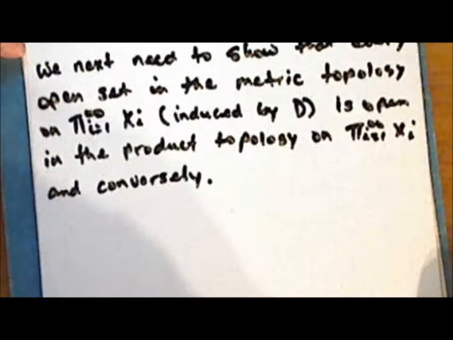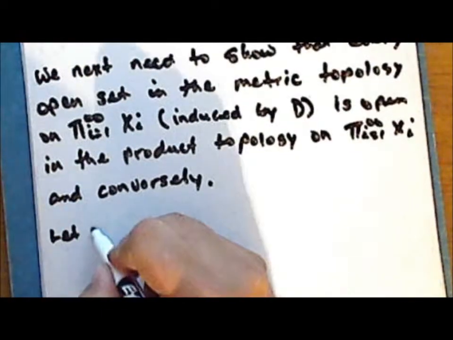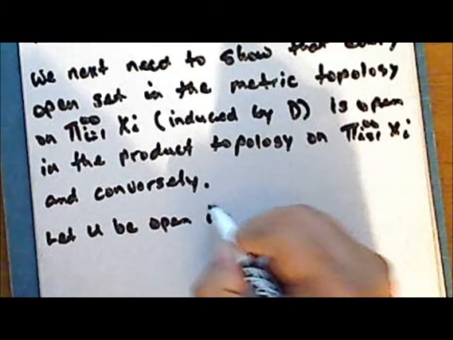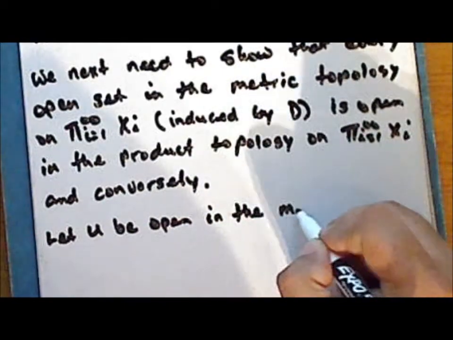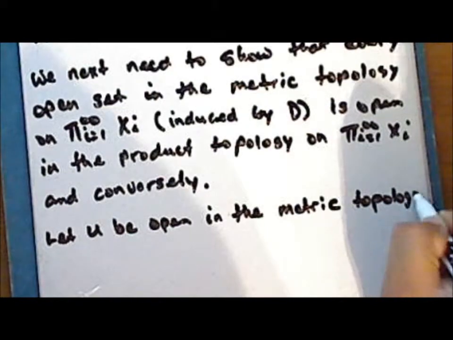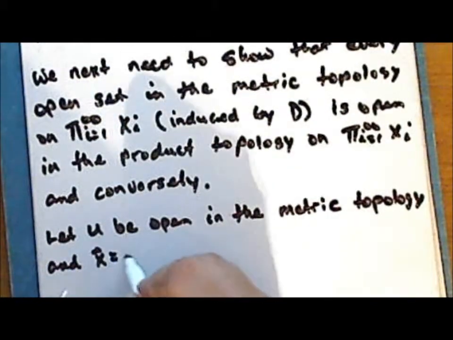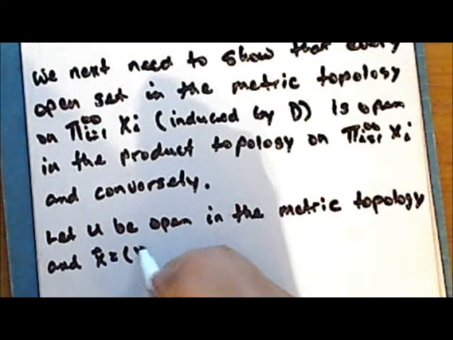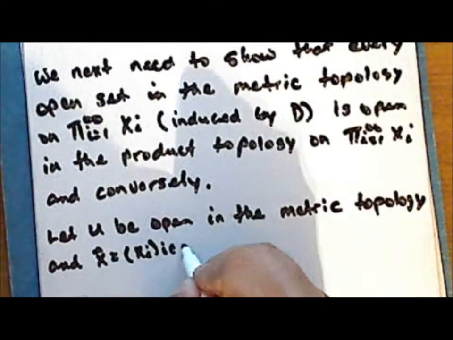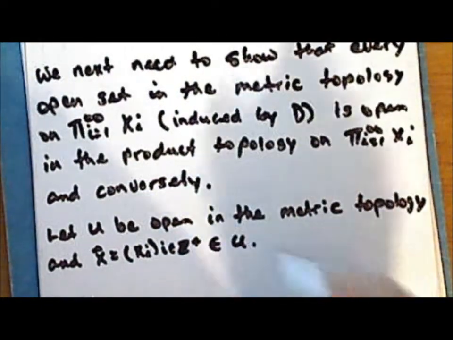So we'll start with an open set in the metric topology. So let the set U be open in the metric topology. And let the point X, again using vector notation, having coordinates x of I, where I is in the set of positive integers, be in the set U.